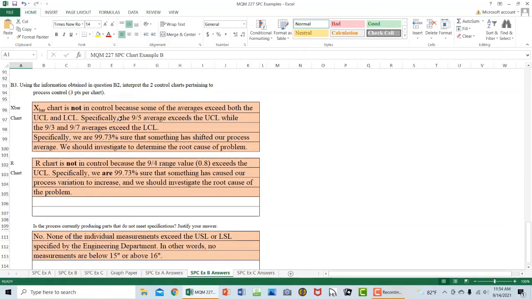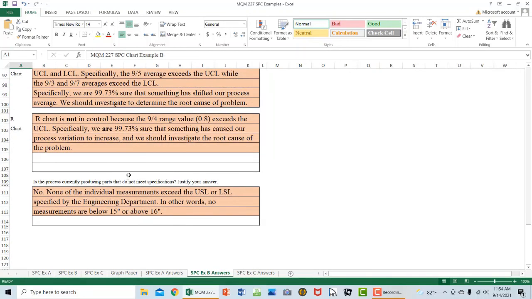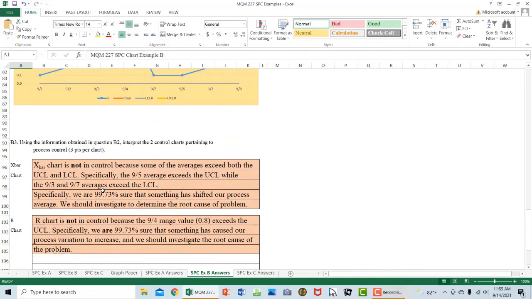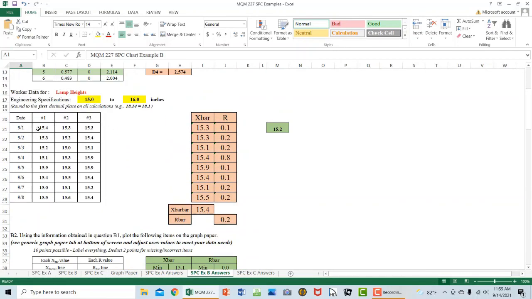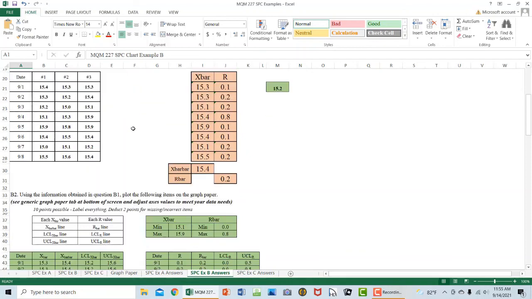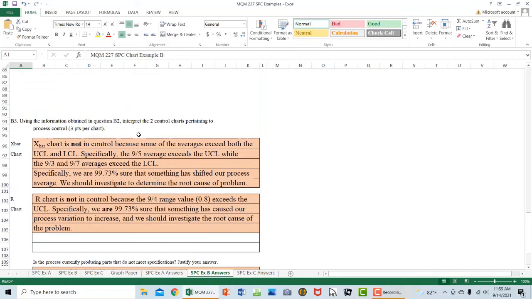And it says, is the process currently producing parts that do not meet specification? Justify. No, none of the individual measurements exceed the upper spec limit, what the engineers say, or lower spec limit specified by the engineering department. In other words, no measurements are below 15 inches or above 16 inches. And that just simply comes back to looking at the individual readings or measurements. And we look at these and say none of these numbers are less than 15, none of these numbers are greater than 16. And that's how we would interpret that piece of it.